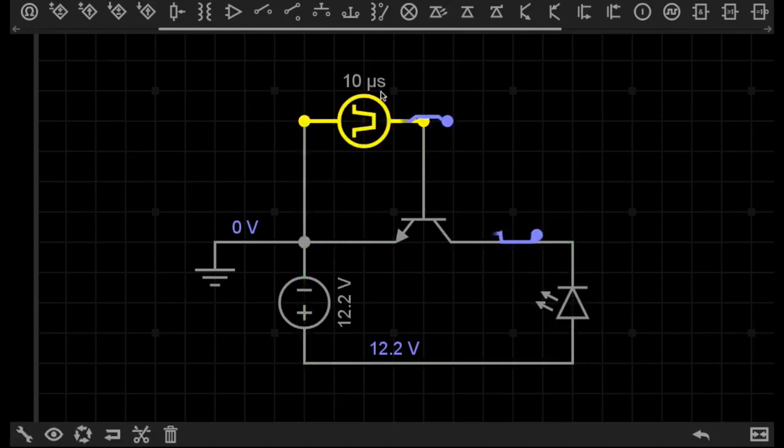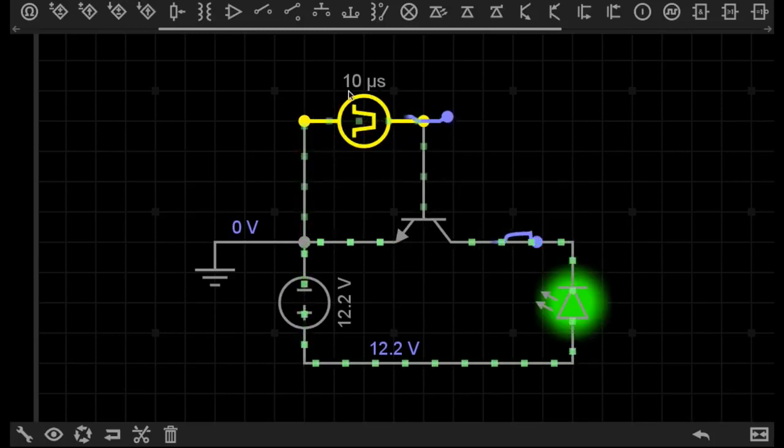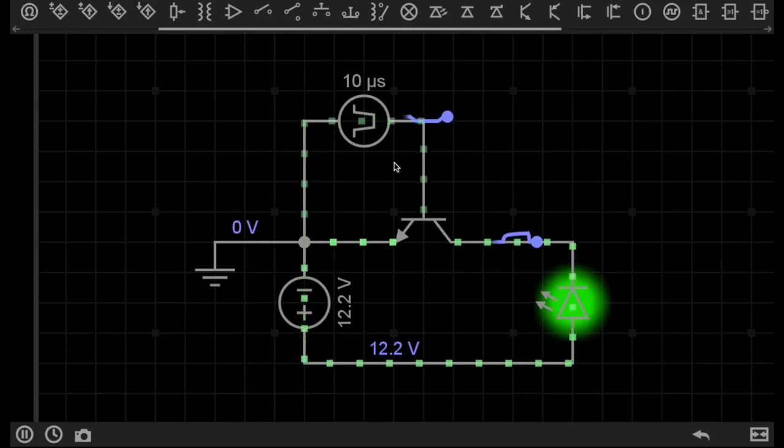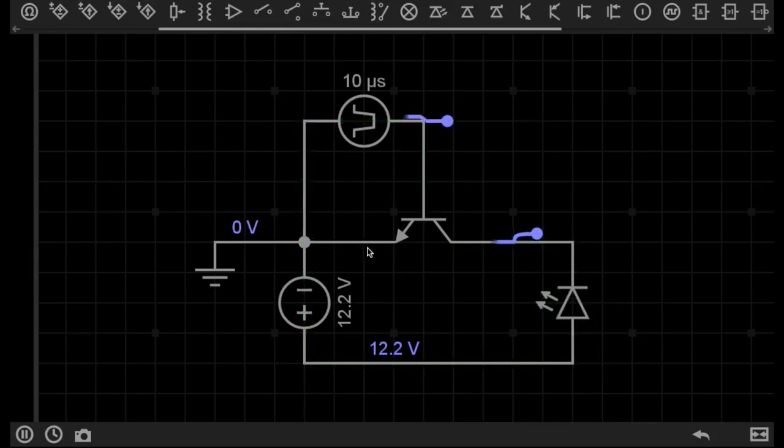I'm using a digitally controlled voltage source here, which is pulsing voltage to the base of the transistor every 10 microseconds. Obviously, it's much slower in every circuit, mainly for your understanding, but also because every circuit cannot show in real time. The pulsing of voltage here to the base of this transistor is switching the circuit below on and off. The pulsing is known as pulse width modulation.